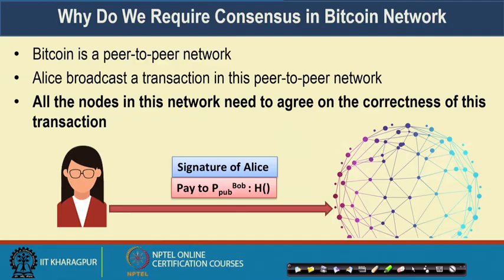Now, in case of a Bitcoin peer-to-peer network, whenever Alice is proposing a transaction, Alice broadcasts the transaction in the peer-to-peer network. Here we require consensus, because all the nodes in this network need to agree on the correctness of these transactions. How will you ensure that the transaction is actually coming from Alice and not from an attacker? The attacker may also impersonate Alice and send a transaction in the network in the name of Alice. So, the network needs to come to a consensus that this particular transaction is coming from Alice and not from an attacker.